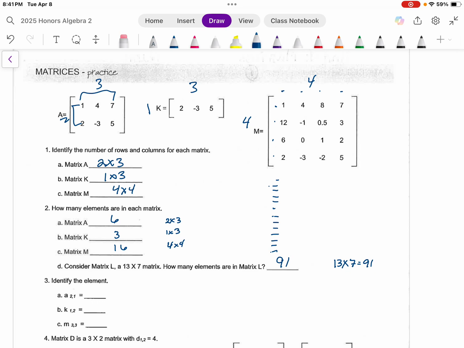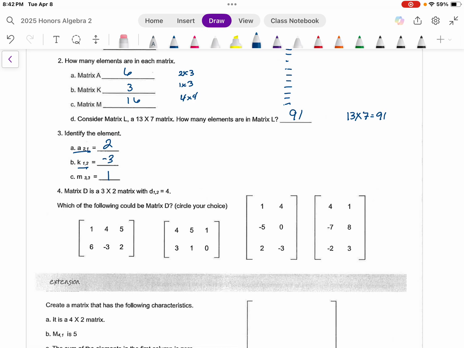Identify in matrix A what element is A2,1. So matrix A, second row, first column, that would happen to be the number 2. All right, matrix K, row 1, column 2. So matrix K, only 1 row, column 2, that would be negative 3. Then we have matrix M, 3, 3. So that would be the third row, third column. That would be the positive 1 that we see right there.